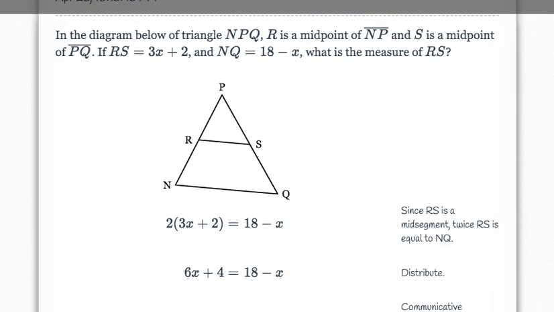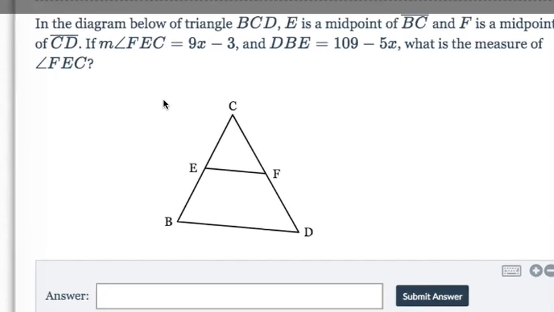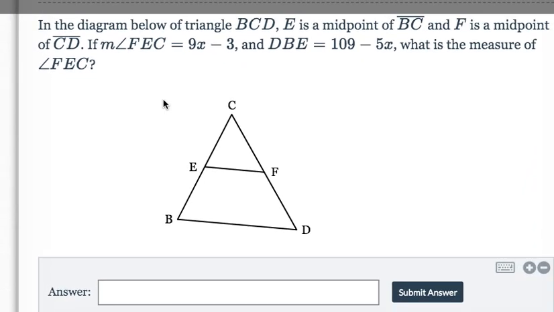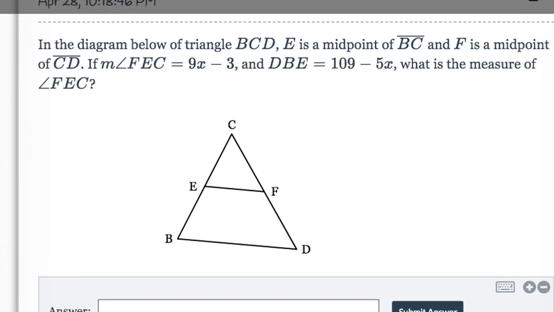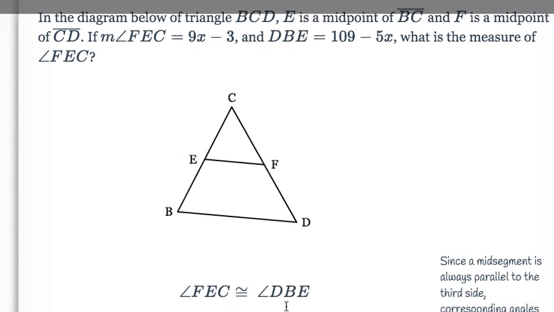Let's look at another problem. This one is angles. So when we're dealing with angles FEC and DBE, these angles right here, what do we know about these angles? They are congruent. So we just have to set these equal to each other, which is what we're going to do.